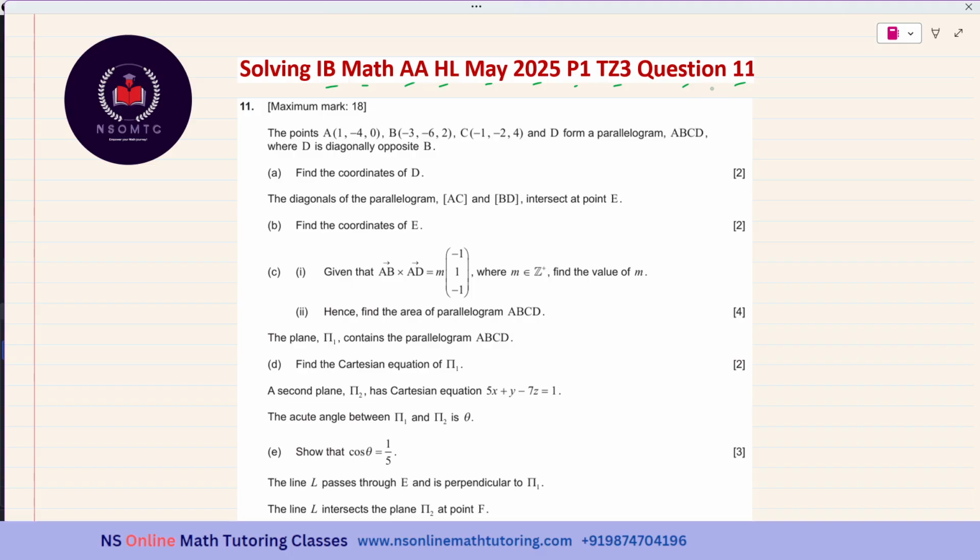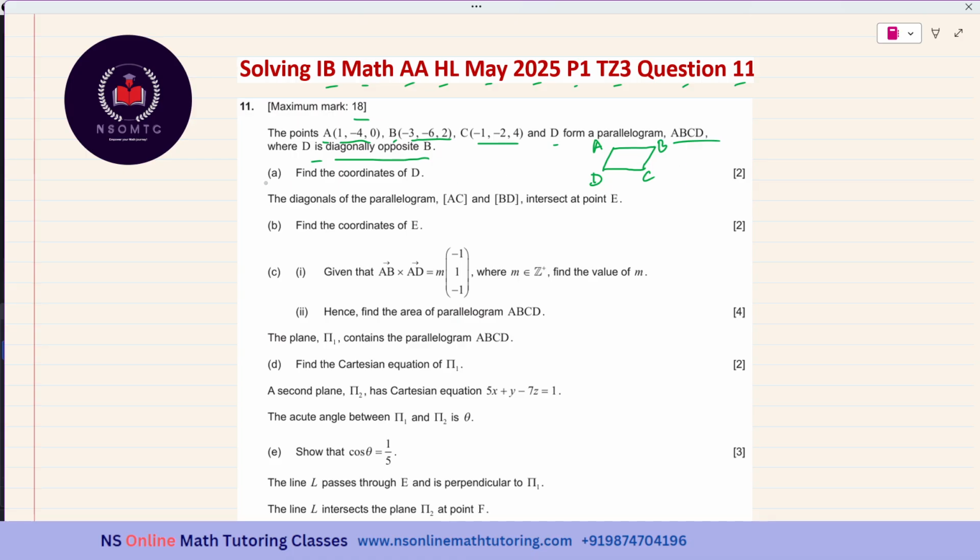So without any further delay, let us start to solve this question 11. The maximum mark is 18. The point A with coordinates 1, -4, 0, point B with coordinates -3, -6, 2, point C with coordinates -1, -2, 4, and the point D form a parallelogram ABCD, where D is diagonally opposite to B. That means this may be the parallelogram ABCD. D is diagonally opposite to B.